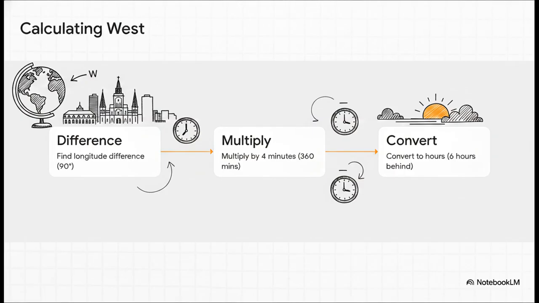in New Orleans. The longitude difference is the same, 90 degrees. Multiply by 4, you get 360 minutes. Divide by 60, you get 6 hours. But here is the critical difference. Because New Orleans is to the west of Greenwich, the sun literally hasn't reached its peak over there yet. We have to subtract those 6 hours from our 12 noon starting point. That gives us an early morning local time of 6 a.m.